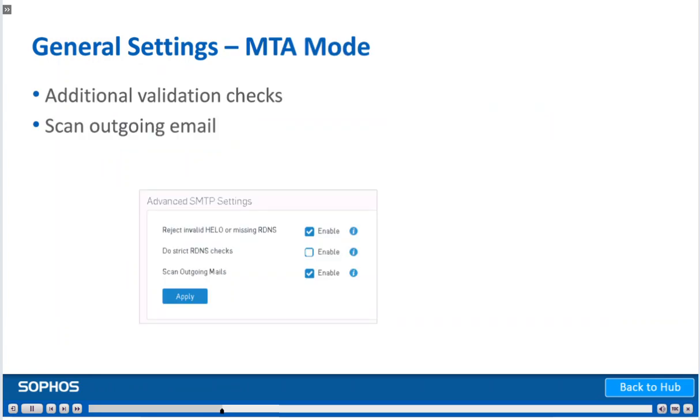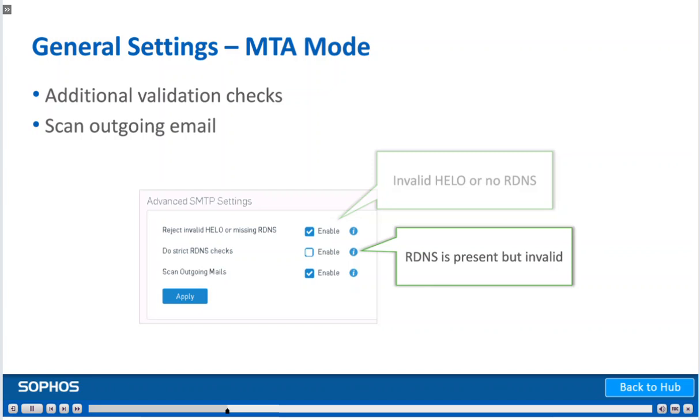There are additional settings when using MTA mode. Reject invalid hello or missing RDNS. Select this option if you want to reject hosts that send invalid hello or ehello arguments or lack RDNS entries. Do strict RDNS checks. Select this option if you want to additionally reject email from hosts with invalid RDNS records. An RDNS record is invalid if the found hostname does not resolve back to the original IP address.